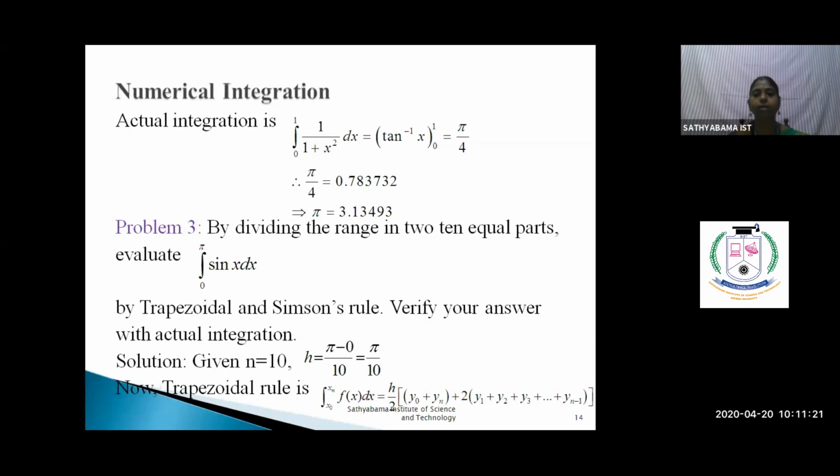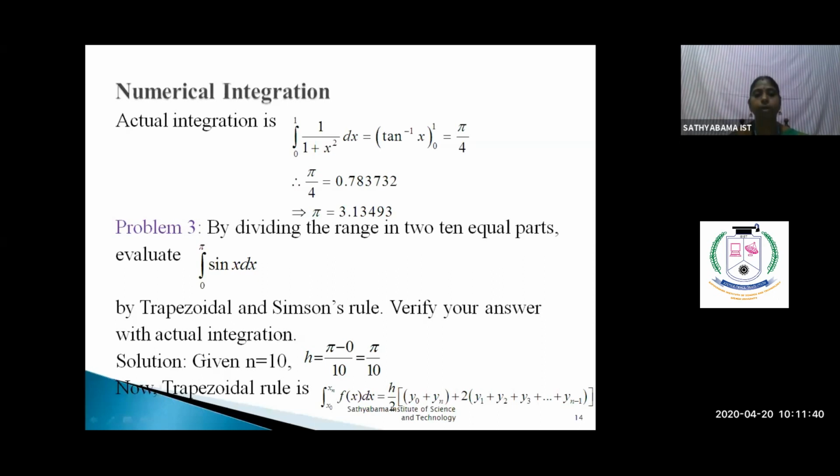And we are applying the upper limit and lower limit. Tan inverse of 1 minus tan inverse of 0. Tan inverse of 1 is pi by 4. And tan inverse of 0 is 0. So pi by 4 minus 0 is pi by 4. So according to the actual integration, the answer is pi by 4.